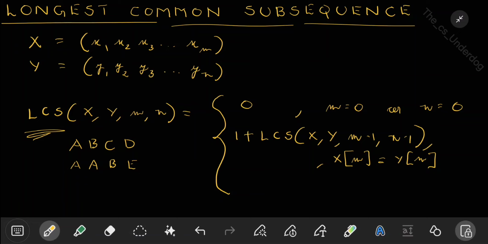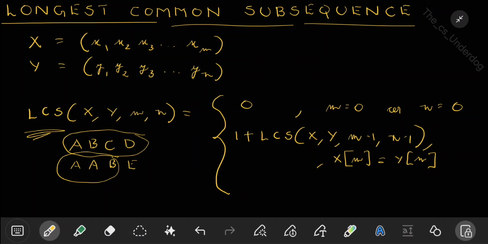You have to try if it is possible to have a common subsequence by taking one less letter from the first string and all the letters from the second string. This is one possibility. The other possibility is to take one less letter from the second string and all letters from the first string. Is this possible? You have to see either of these possibilities.